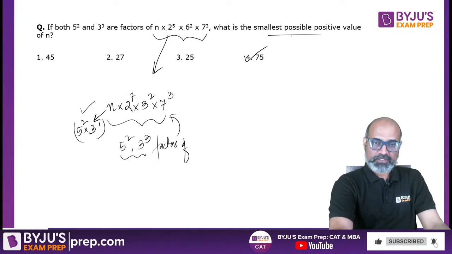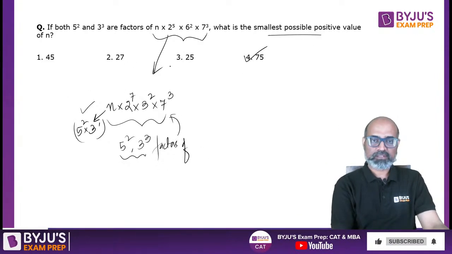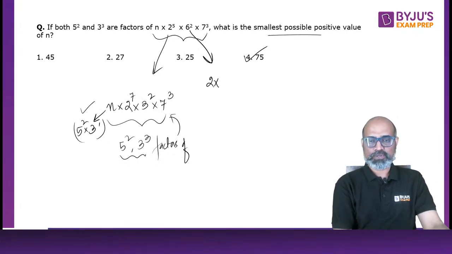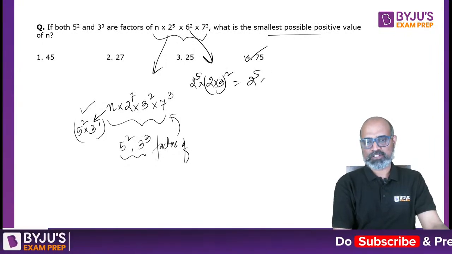Why 2 raised 7? 6 square is 2 into 3, Varun. So what happens when you multiply values with the same base?